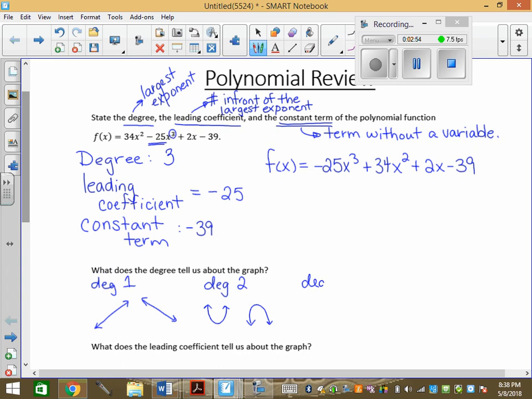Degree 3 is a cubic. It can make that S shape, that's a definite one with a max and a min, or it could do just that curve, which is actually not a max or a min, but a point of inflection. Degree 4 makes an M for math if it's negative, and a W for Wagner if it's positive. And then degree 5 makes that extra little S in there.